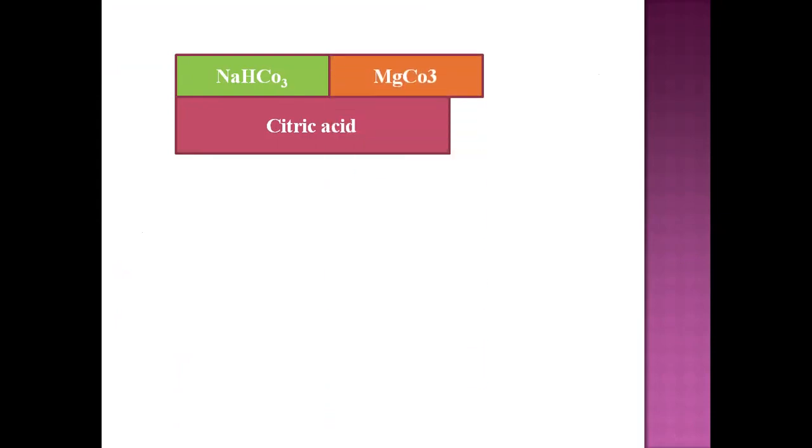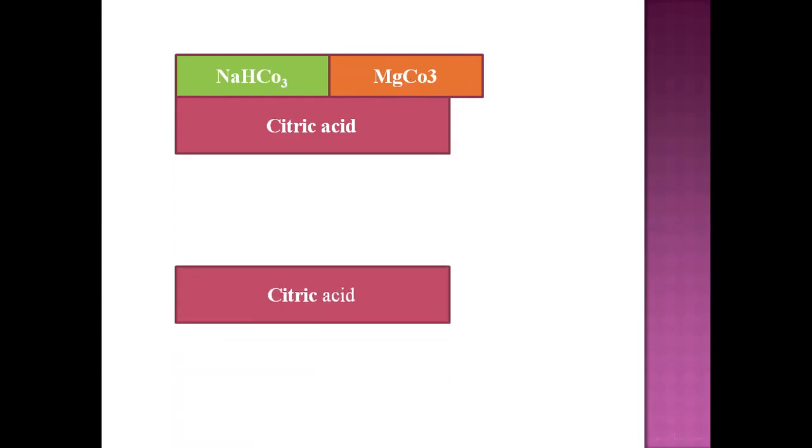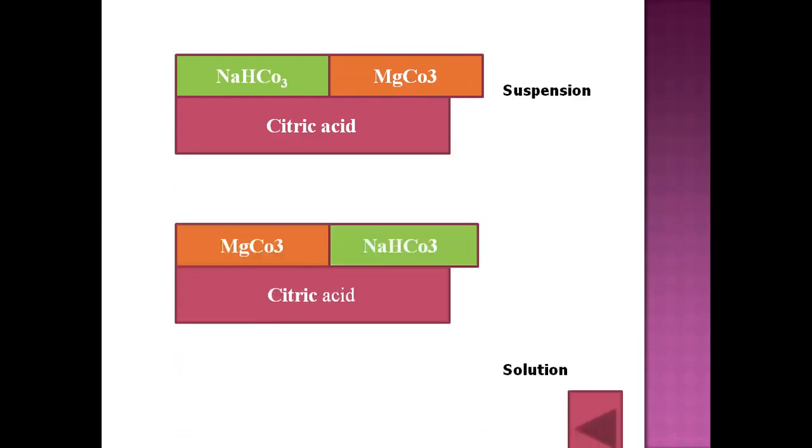If you add citric acid, then you add sodium bicarb. Sodium bicarb will react with citric acid, forming sodium citrate, which is a water-soluble salt. Then you add magnesium carbonate. Here, magnesium carbonate will react with the remaining citric acid, and a part of it will stay without being reacted. It will stay as magnesium carbonate as such. Magnesium carbonate is water insoluble, and this product will be a suspension.